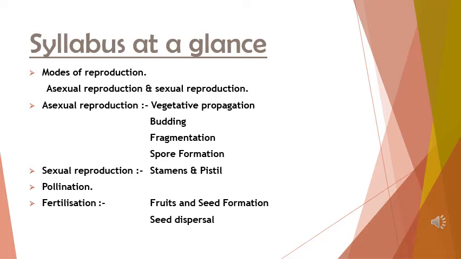In sexual reproduction, we will learn about different parts of flowers and how stamen and pistil and other parts play a role in this reproduction. We'll also learn about pollination and fertilization. In fertilization, we will concentrate on fruit and seed formation as well as seed dispersal.